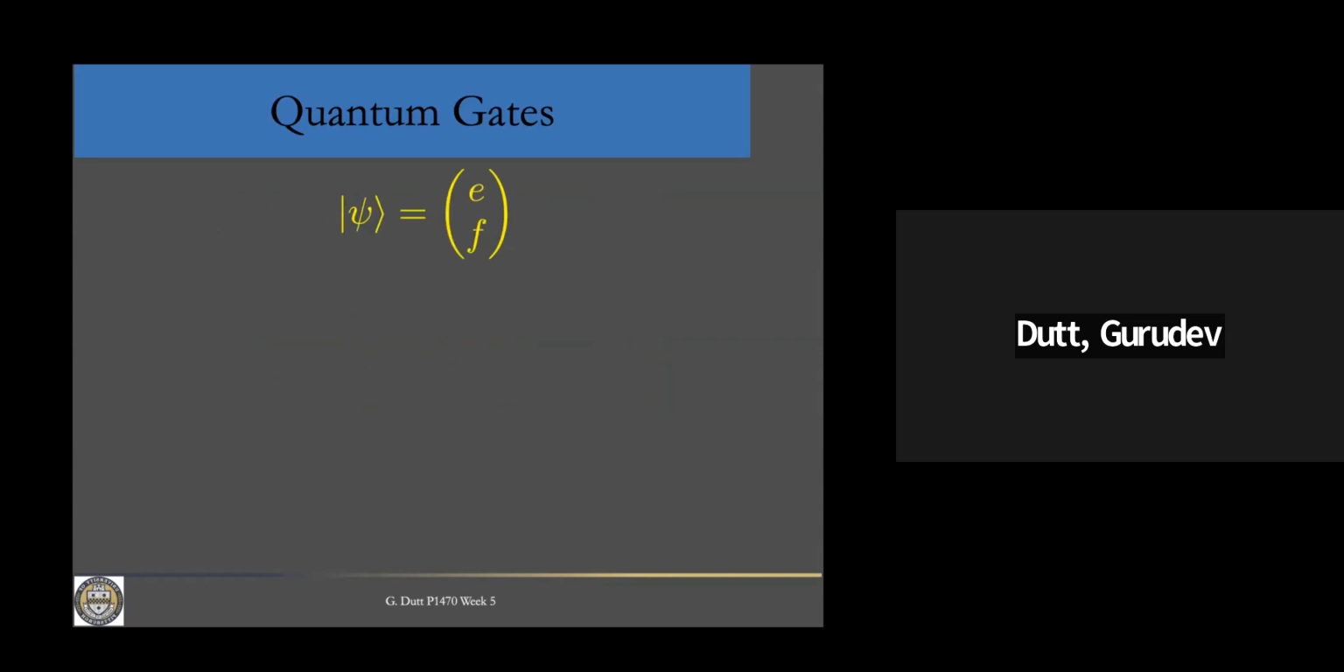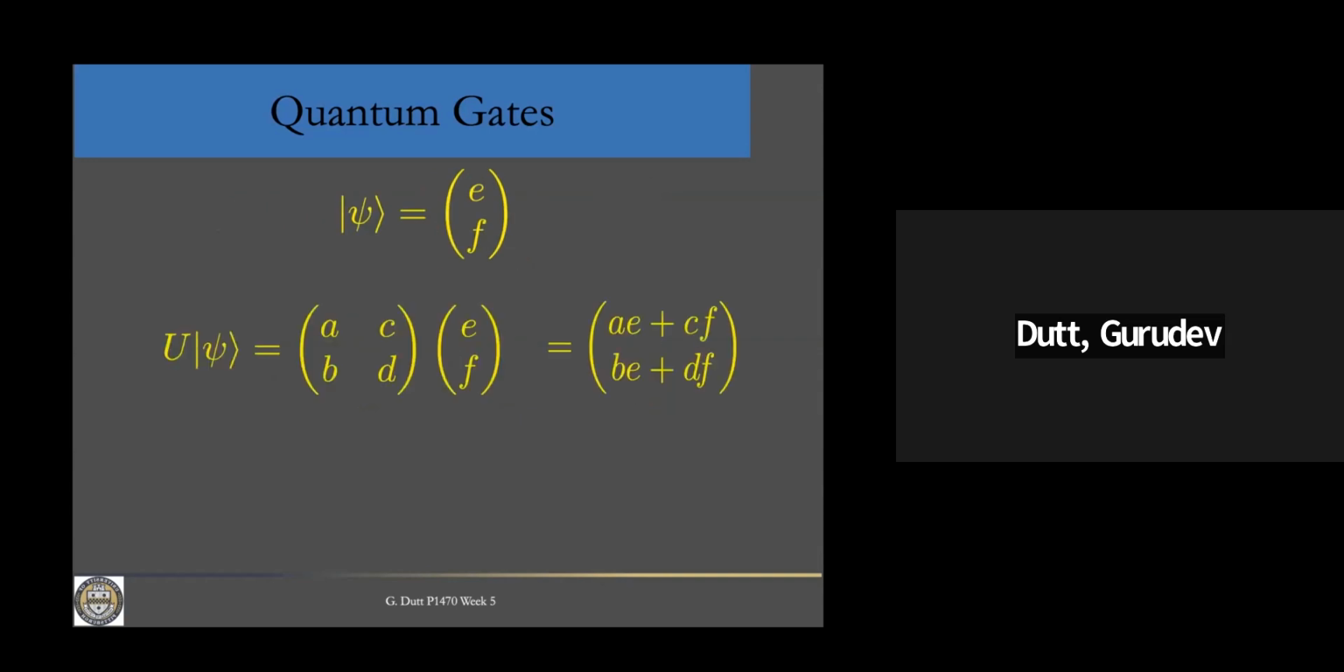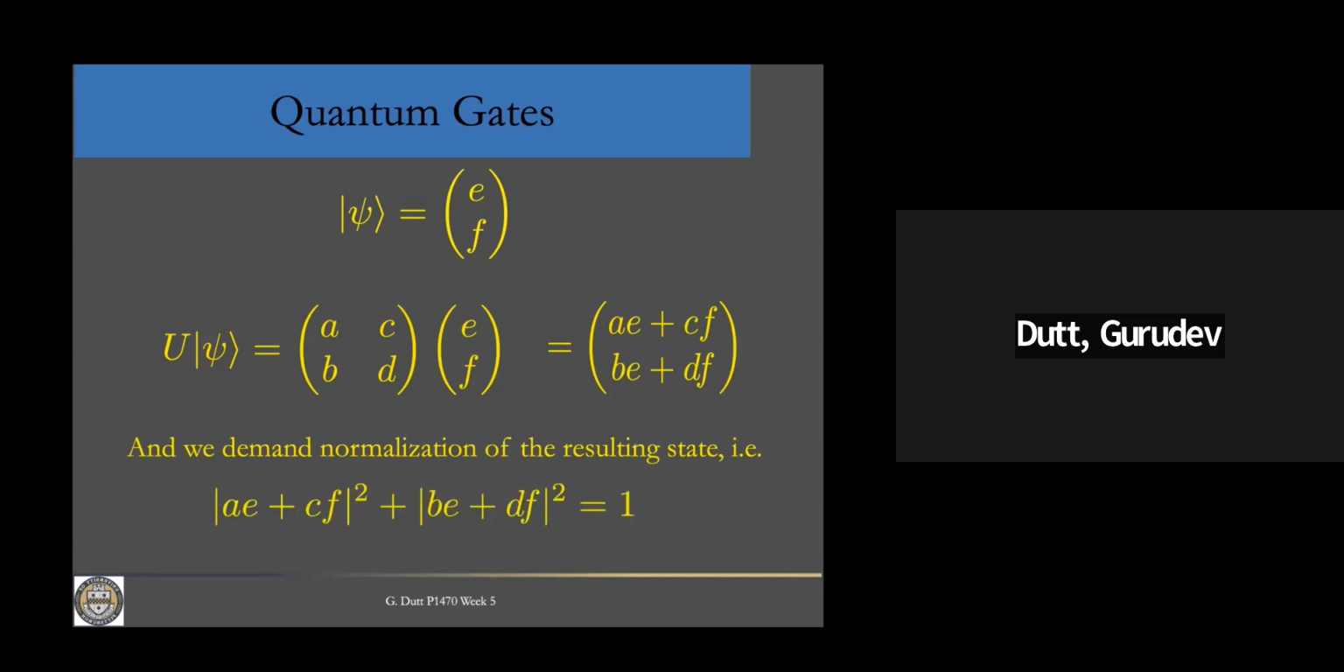Okay, that is just what I just told you. Very good. And of course, we should demand normalization for this U to be a valid unit quantum gate. We do demand that the output states are normalized.